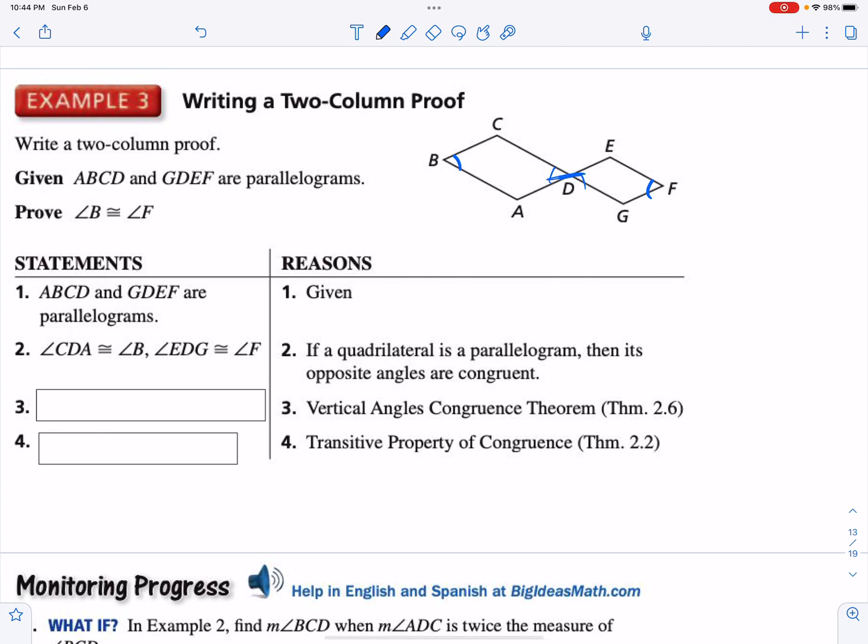The middle step here, again, vertical angles congruent. We can just say CDA is congruent to angle EDG. And essentially, by transitive property, we can get angle B is congruent to angle F. Okay, so kind of a roundabout way. It's pretty easy for us to see, though, that those have to be congruent.